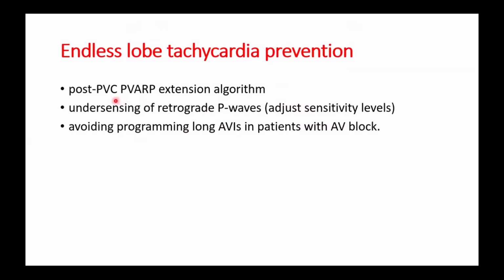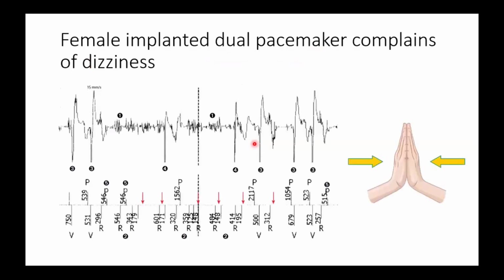So to overcome it, as Dr. Amir said, we can prolong the PVARP. Also, adjust the sensitivity levels if there is undersensing of the retrograde P wave, which means that we make it less sensitive. Also, you should avoid programming a long AV interval in a patient with AV block, as this can initiate PMT. If you program it very long, you give the atrium time to repolarize and allow for a retrograde conduction.